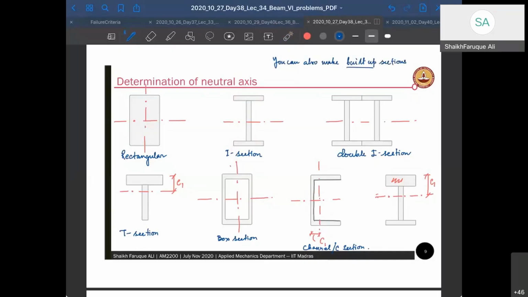Okay, what are built-up sections? If you look at this picture, what does it look like? It looks like a double eye, right? It looks like a double eye. So what is this? This is a built-up section.